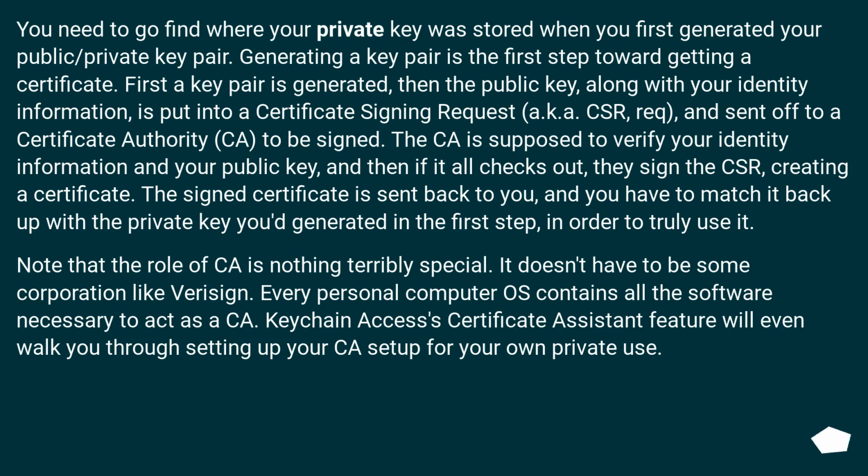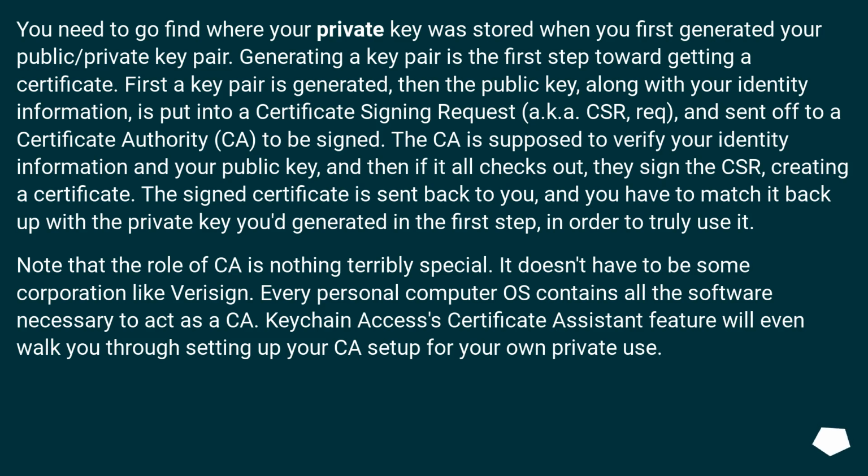Generating a key pair is the first step toward getting a certificate. First a key pair is generated, then the public key, along with your identity information, is put into a certificate signing request, aka CSR, and sent off to a certificate authority, CA, to be signed. The CA is supposed to verify your identity information and your public key, and then if it all checks out, they sign the CSR, creating a certificate.